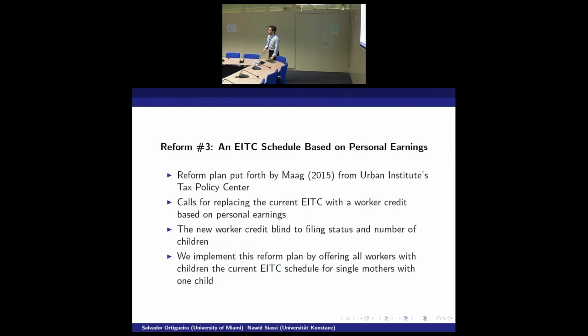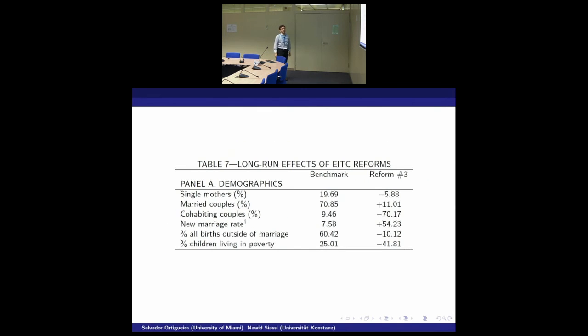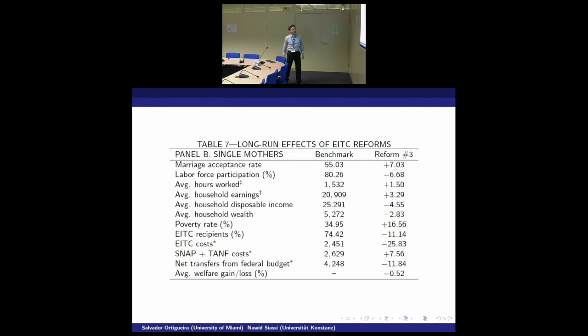So this third reform is less informative because the proposal is a little bit arbitrary. So these are the results. The demographics are that single motherhood goes up, marriage goes up, cohabitation goes down, and single mothers lose, obviously, because we are offering all of them the schedule for single mothers with one child.